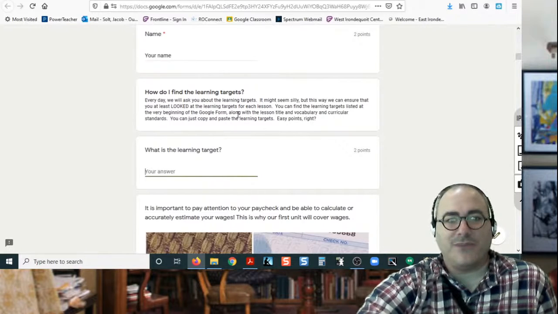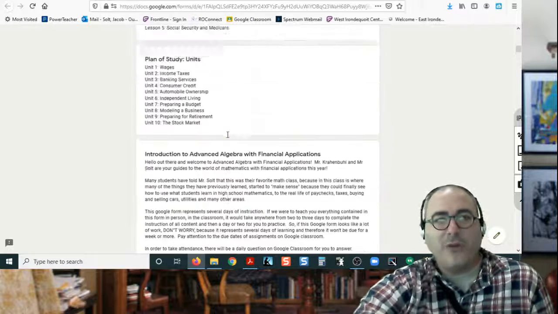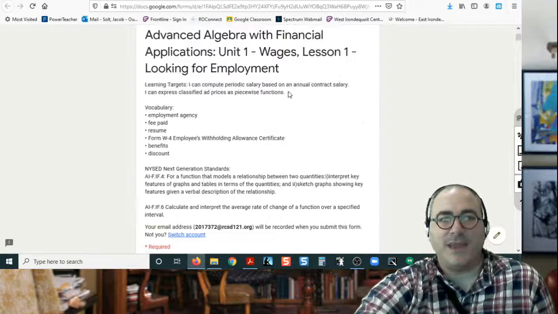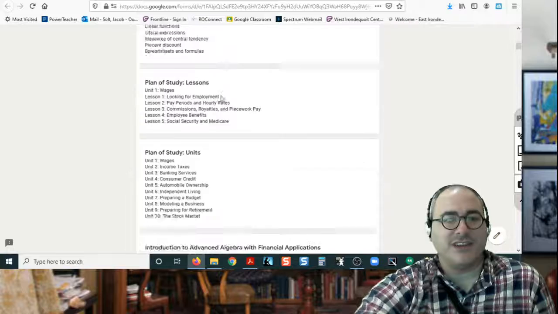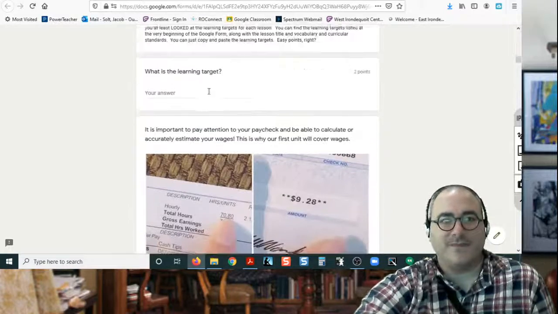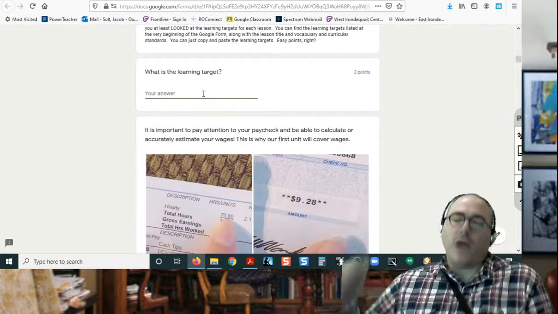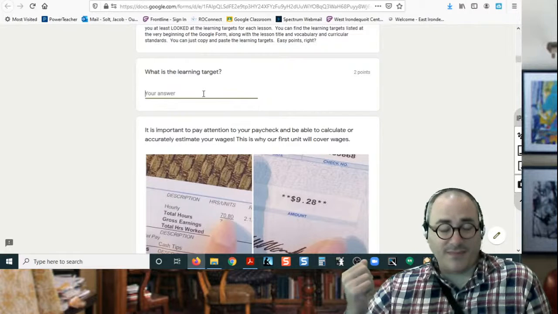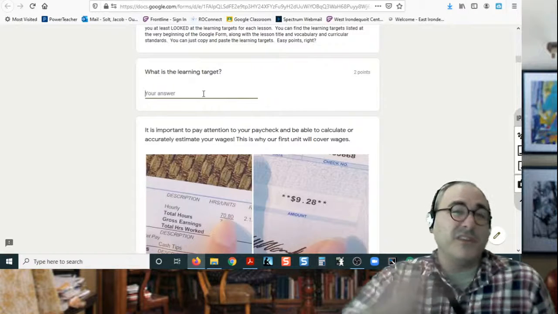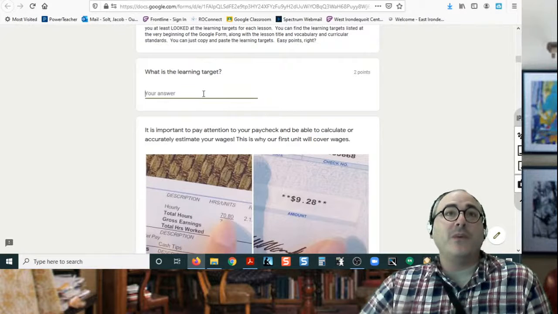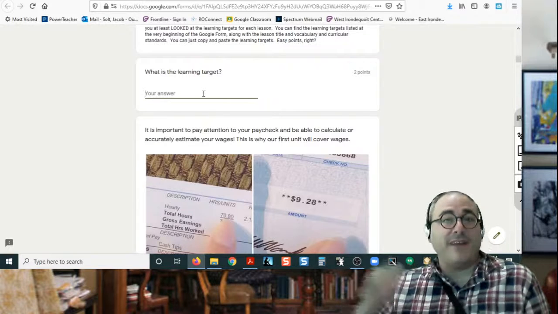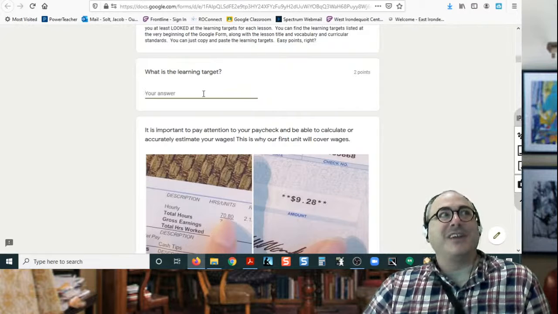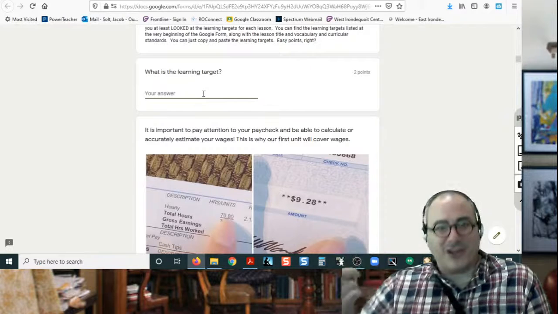What's the learning target? Well, how do you find the learning targets? They'll always be up at the top here, right? There's the learning targets. You can just copy and paste those learning targets down over here. Boom, and you got that done. Why do I do this? It's because I want you to actually look at these learning targets. Because knowing what you're expected to learn for a lesson is very helpful. Knowing what to expect can help you know what you should be paying attention to, so you can know what you should be learning, right? So you know you're on track.